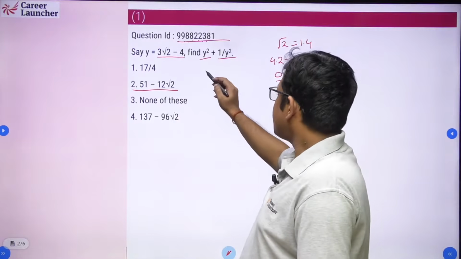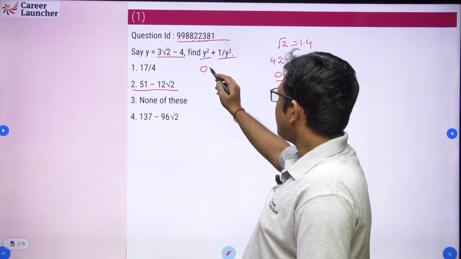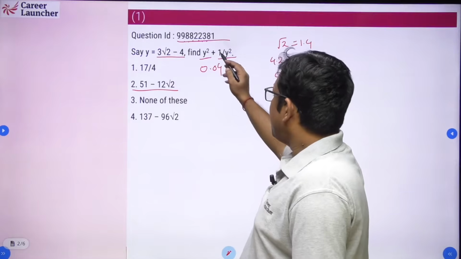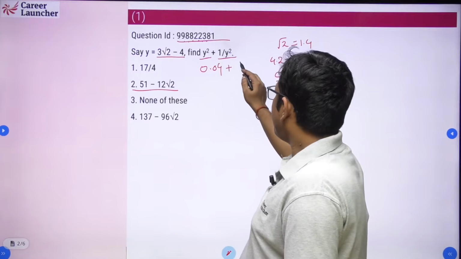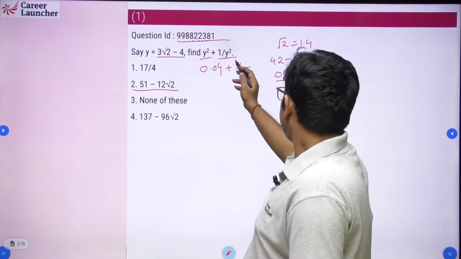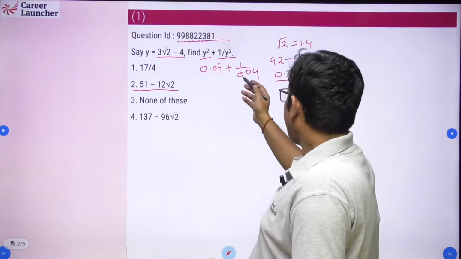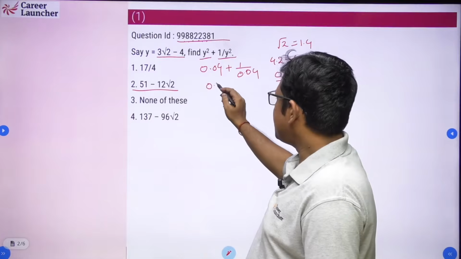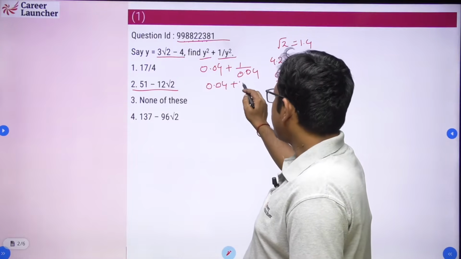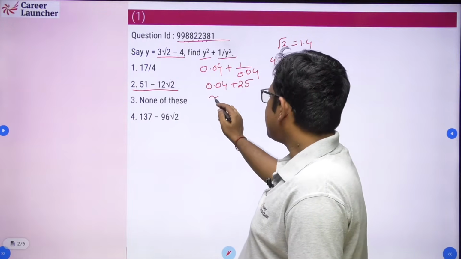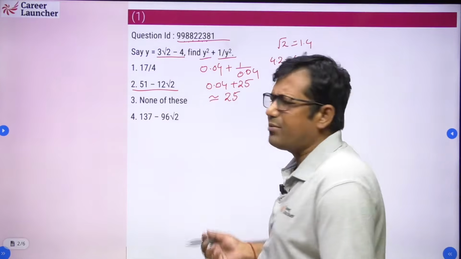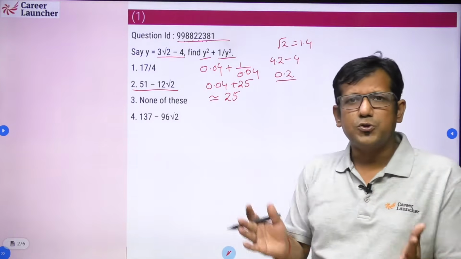So y square comes out to be 0.2 square, that is 0.04. 1 by y square comes out to be 1 upon 0.04. So this comes out to be 0.04 plus 25. So my final answer should be approximately close to 25. It can be 25, 26, 27, close to that.